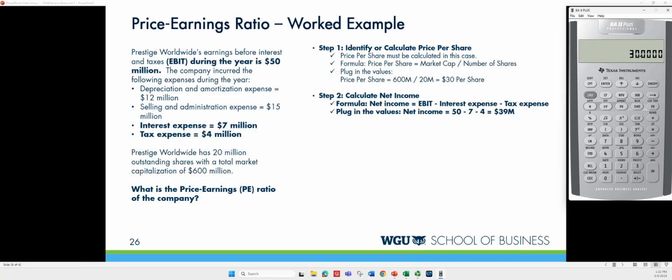Okay, the next step is to calculate our net income. So in this case, we are going to use the top-down approach because we have EBIT, which is operating income, and then we can subtract our interest expenses and tax expenses. So let's grab our EBIT, which is 50, subtract out our 7 million in interest expenses, and then subtract out our taxes of 4 million. And we get 39 million.